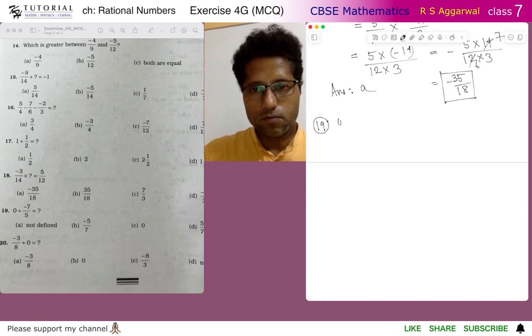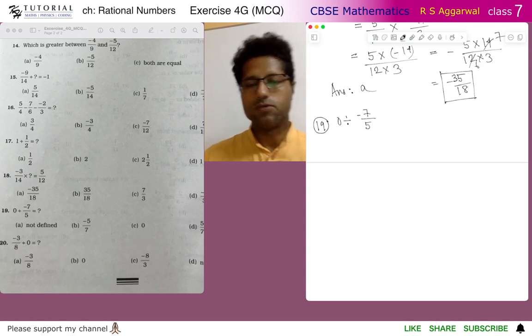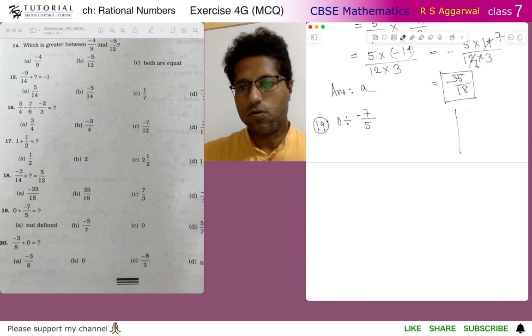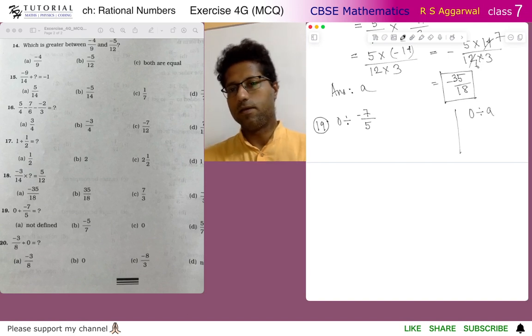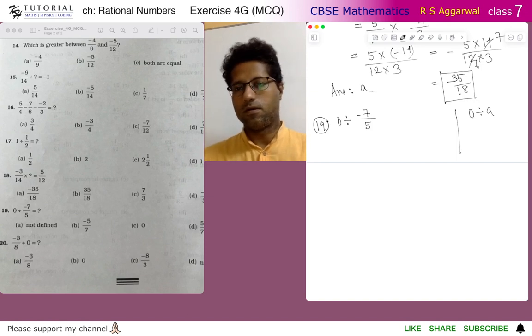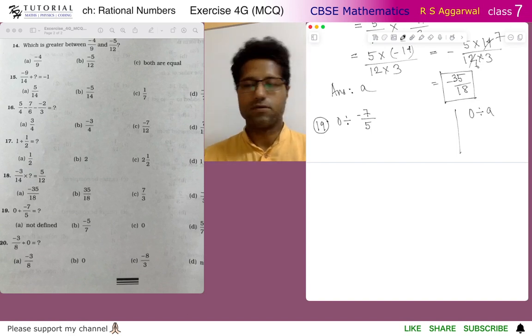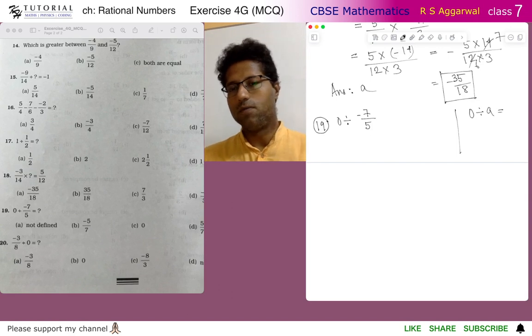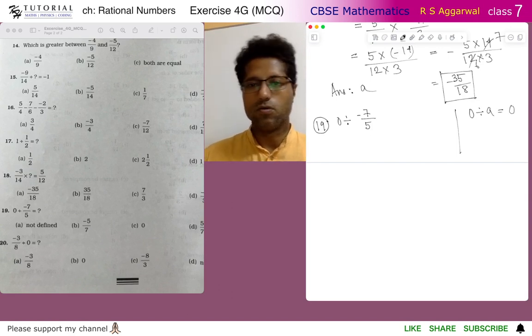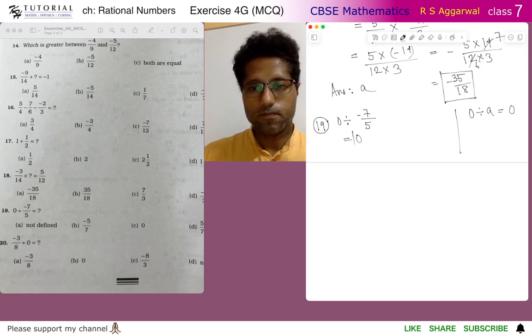It says 0 divided by minus 7 by 15 is how much? Always remember that 0 divided by any number a, where a is any non-zero rational number, obviously it has to be non-zero. It could be negative, positive, integer, whole number, natural number, rational number, fraction, whatever, is always 0. When you divide 0 by another non-zero number, the result is always 0. So this is 0. So the answer is choice C.